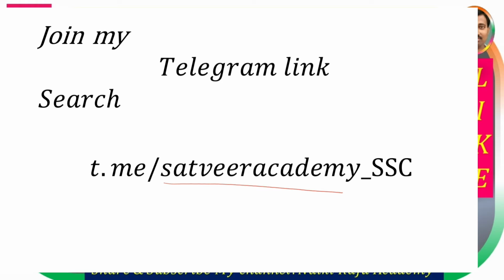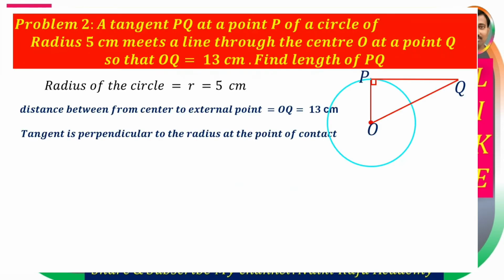Okay students, next question. A tangent PQ at a point P of a circle of radius 5 centimeters meets a line through the center O at a point Q so that OQ is equal to 13 centimeters. Find the length of PQ. Here PQ is the tangent at point P, and point P is on the circle.